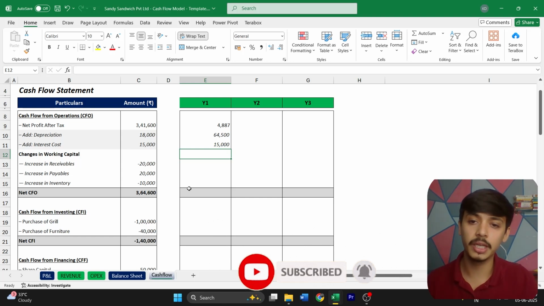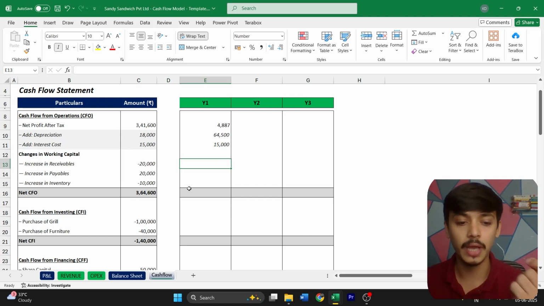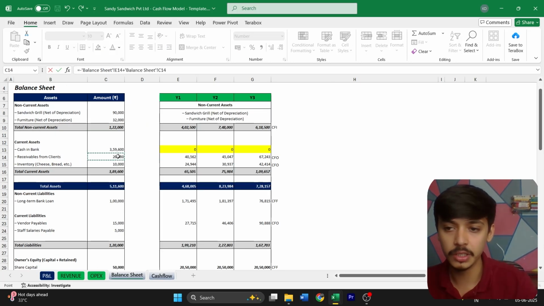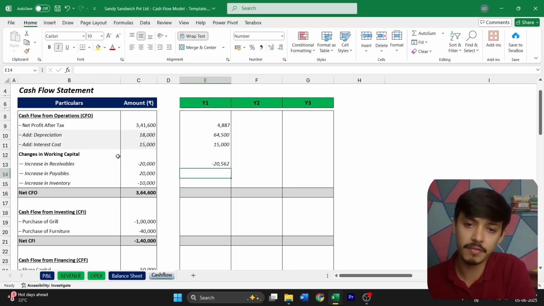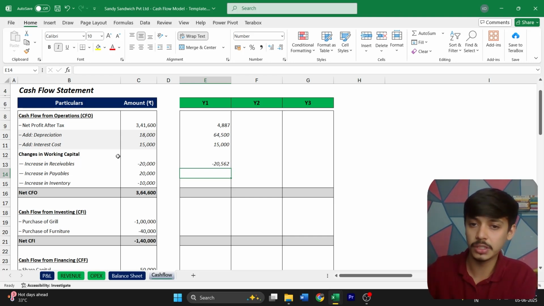So here we have to take care now. In the previous part when we calculated cash flow for year 1, we only had amounts for that particular year and all the amounts were taken as it is. But now we have a previous year with us, so we need to take into consideration the changes in it. So to calculate increase in an asset, we give a negative sign. We look at the current year, which is year 1, and then we add previous year receivable. So that way we have increase in receivable as 20,562. Previously it was 20,000 and this year it is 40,562, which is an increase of 20,562.